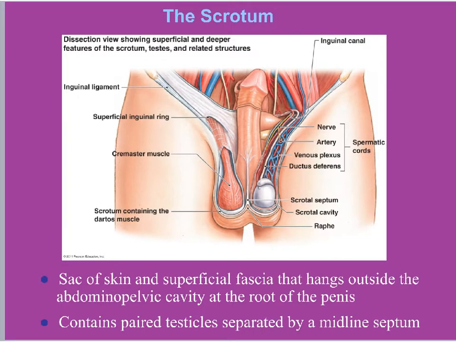Okay, so let's have a look at the scrotum first. This is the sac of skin and superficial fascia that hangs outside the body, outside the abdominal pelvic cavity, at the root of the penis. And the scrotum is responsible for suspending the testes, the structures, the organs that actually create sperm.